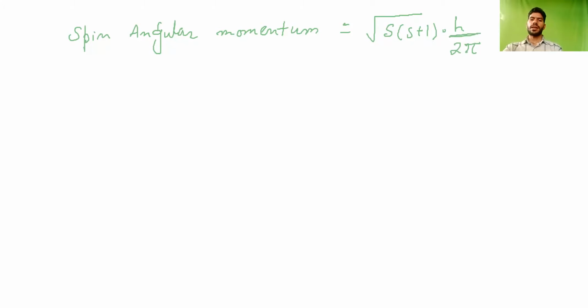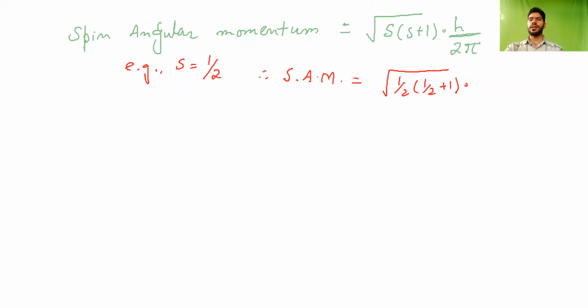So s can have only two values. I have told you that. Let's say, for example, if the s value is 1 by 2, that's plus half. So what will be the spin angular momentum? Spin angular momentum will be the square root of s into (s plus 1), that is 1 by 2 into again 1 by 2 plus 1, and then it is h upon 2 pi.